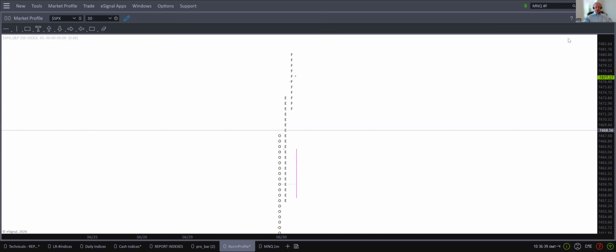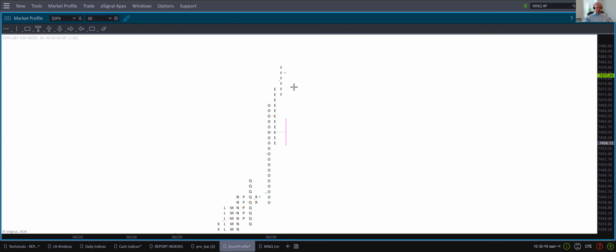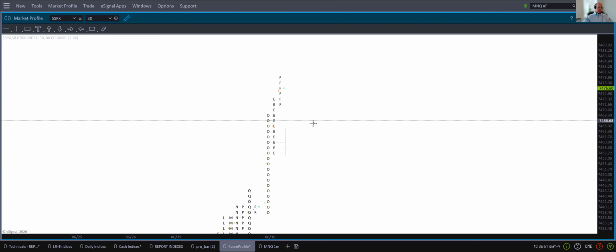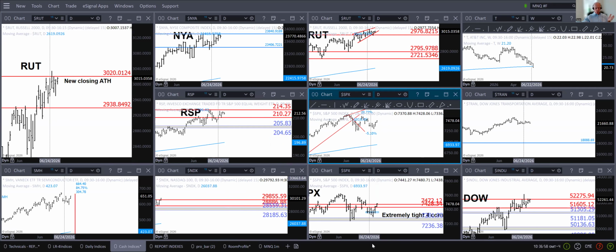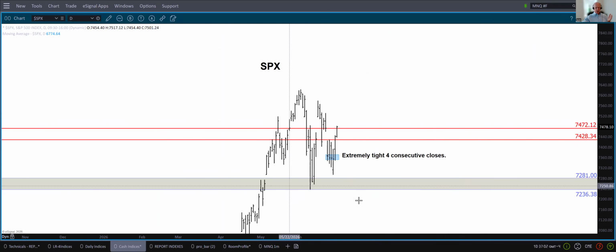Okay, so here, this is the profile graph that we started talking about earlier. This is the first half hour, second half hour, now we're in the third half hour. And then we want to look over here and look what's going on in the cash market. Where are we? So here's the SPX.